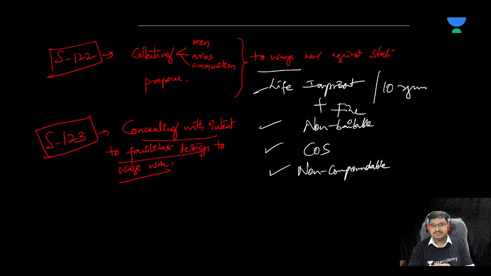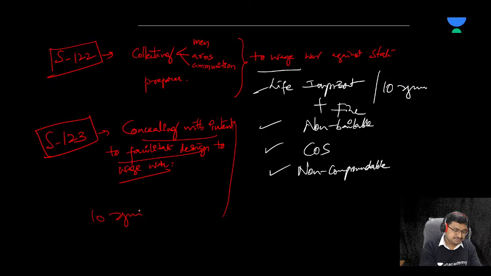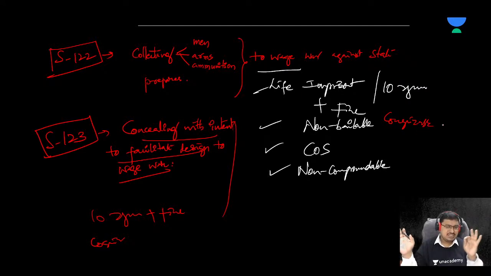Therefore, if any design to wage the war has been concealed, it is already designed, it is already planned. If it is concealed, then it will be punishable under section 123, friends. Its punishment is 10 years imprisonment and fine. It is cognizable. Offences against state, overall offences are cognizable in nature, non-compoundable in nature. These shall be triable by court of session, and all these are non-bailable. All these are non-compoundable.